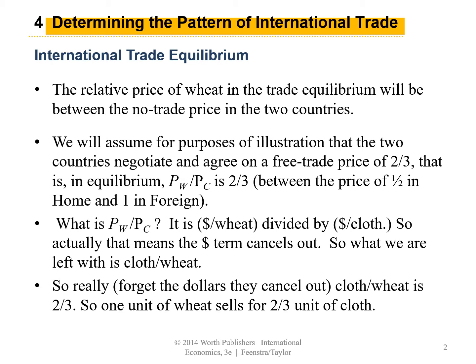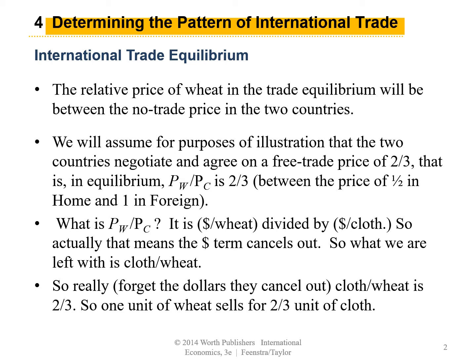And it has to be that way, because if the terms of trade, which is the PW divided by PC, if the terms of trade was not in that range, then one country would actually be effectively trading at a worse sort of deal than it could do if it stayed on its own production possibility frontier.